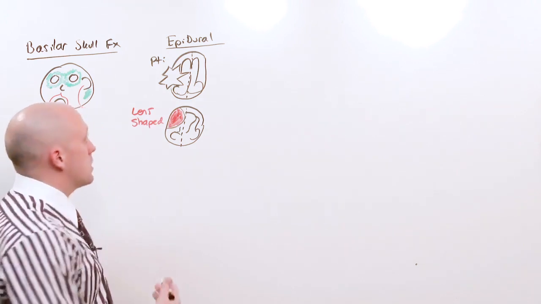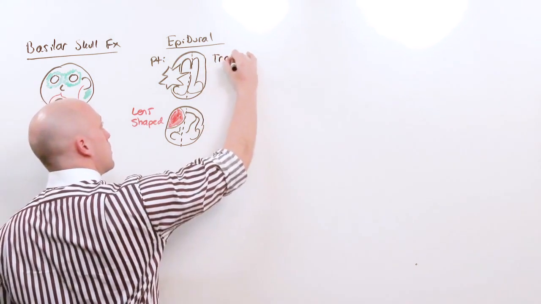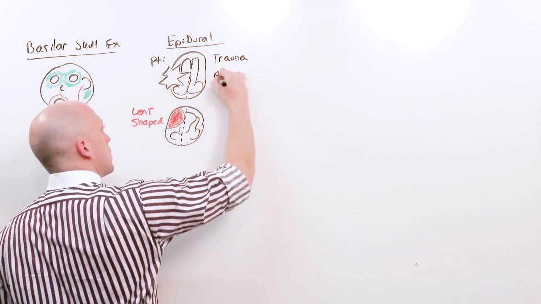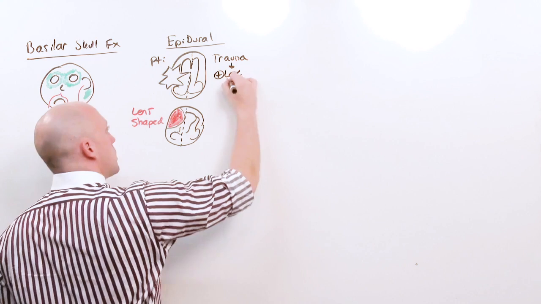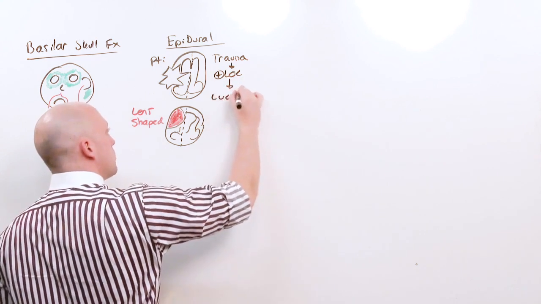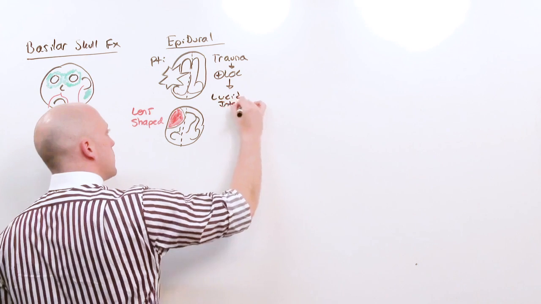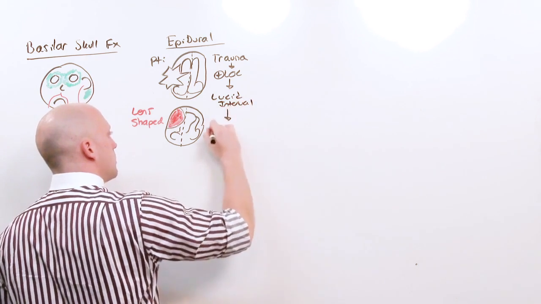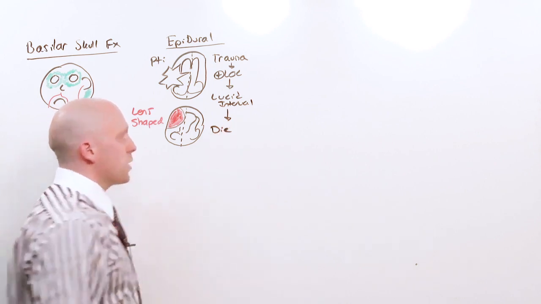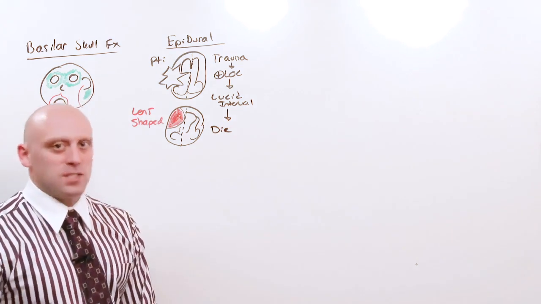Now, the way you're going to get this is someone's going to have trauma, and right after the trauma, they lose consciousness. But then they wake up, they have a lucid interval. And after that lucid interval, they die. They go back unconscious and they don't wake up again. The walk, talk, and die syndrome.